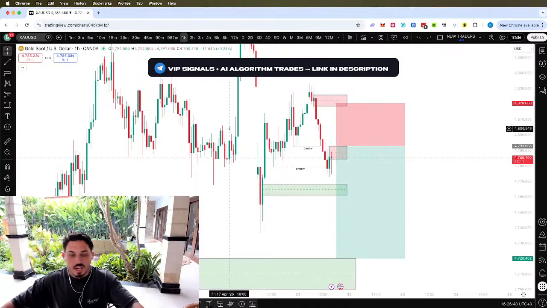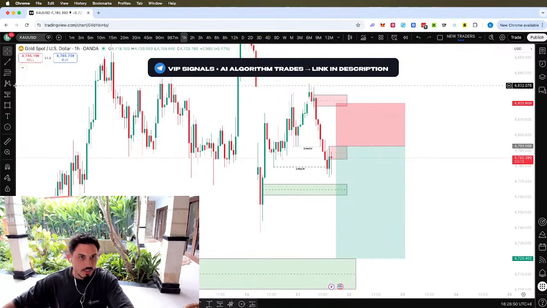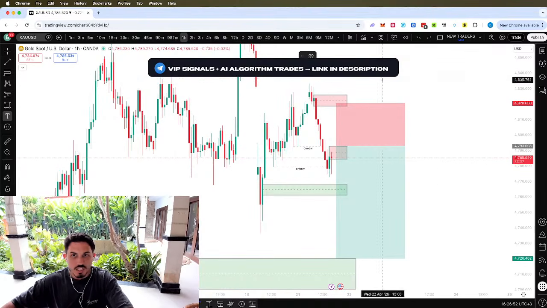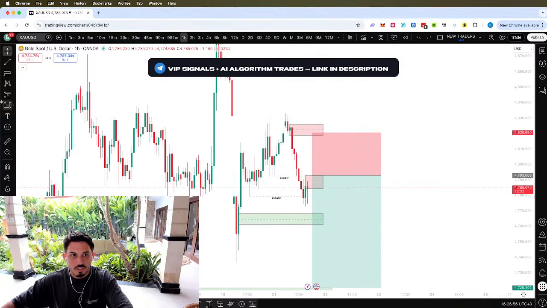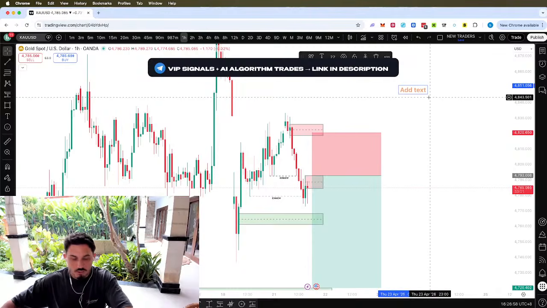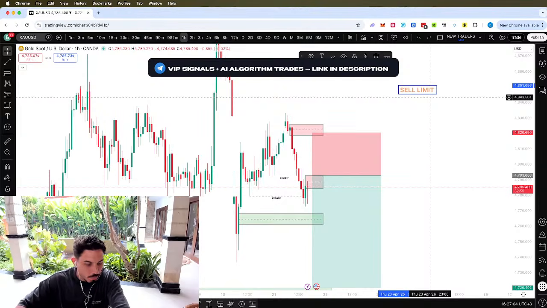Okay, cool. I've just sent it to the VIP, but I'm going to send it to you guys now. I'm going to type it out so that you guys are fully aware of what exactly we're looking for. I'll get back to all the questions now. So sell limit meaning that we're not entering just yet. We're waiting for price to push up to our level. XAU USD.